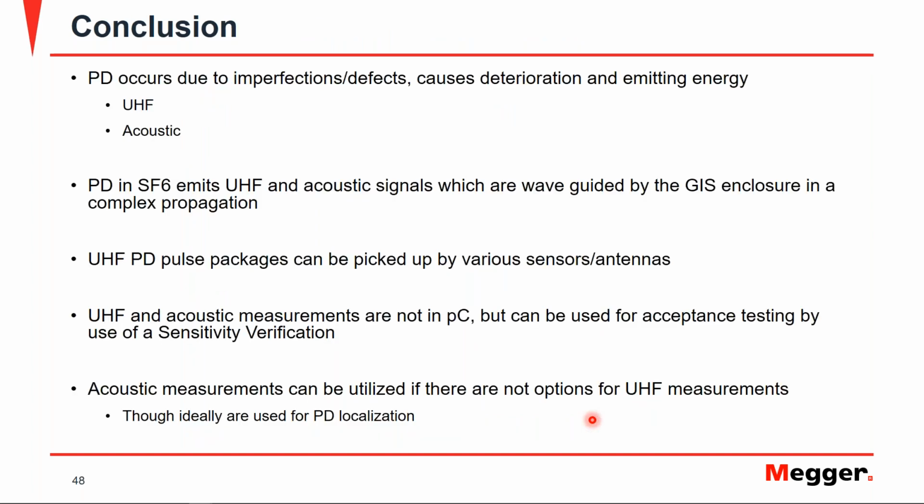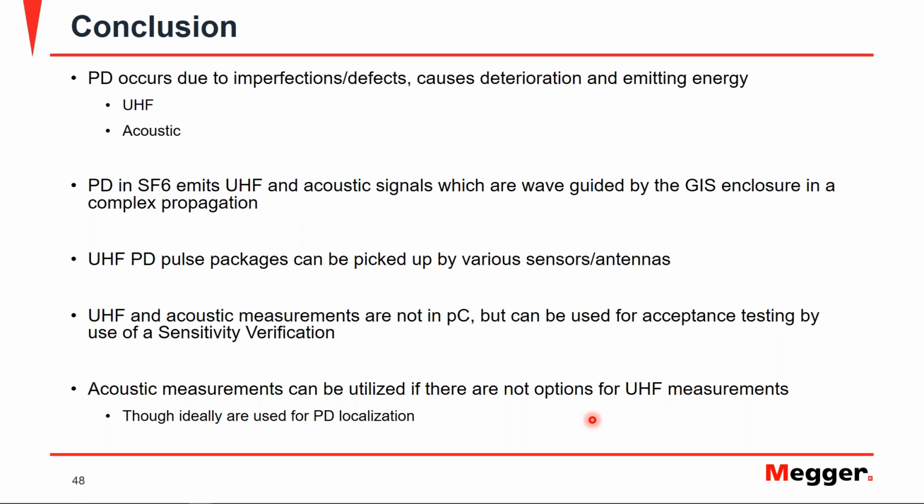All right, so in conclusion, PD occurs due to imperfections or defects that cause deterioration, emitting energy in several different ways, where primarily we measure through UHF or acoustic emissions. Now, PD in SF6 emits UHF and acoustic signals, which are wave-guided by the actual GIS enclosure, but are susceptible to complex propagation and to high-frequency effects such as dispersion, reflections, and attenuation.